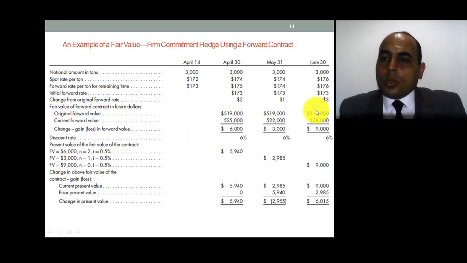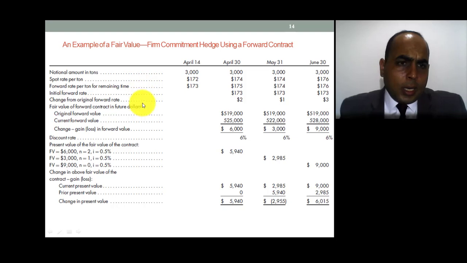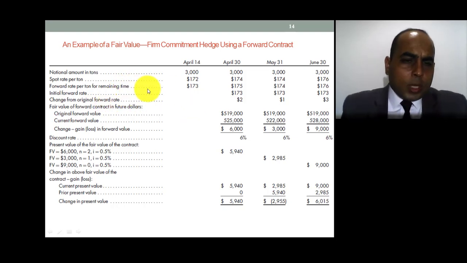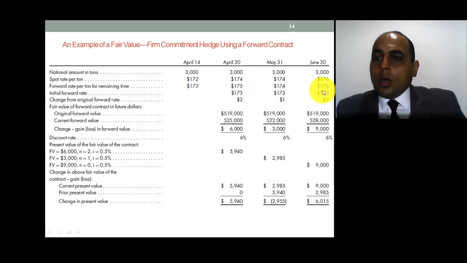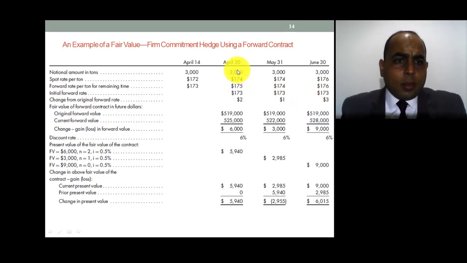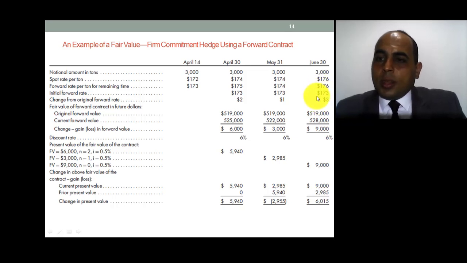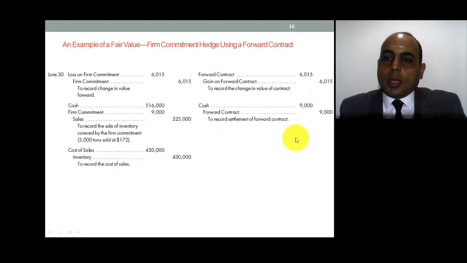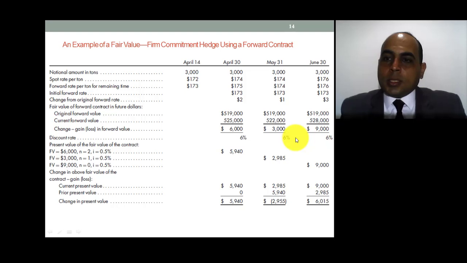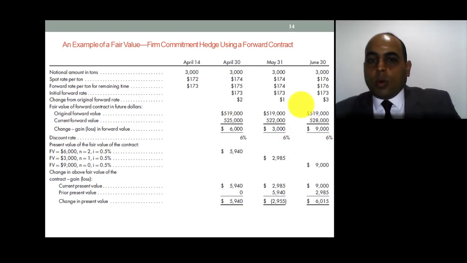We will continue the same way to calculate June 30. On June 30, the price, the forward rate per ton for the remaining time here, is 176. And the initial forward rate, 173. Here we are talking about $3 per ton. $3 per ton multiplied by 3,000 tons. We are talking about $9,000 as gain, as the price increased from 173 to 176.